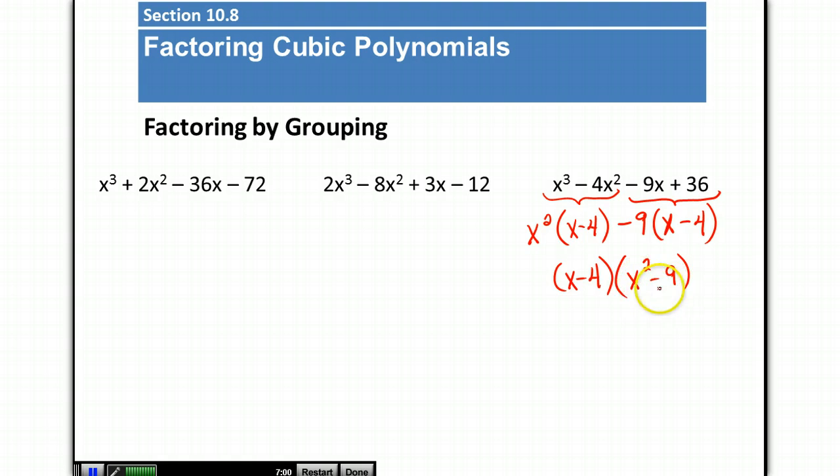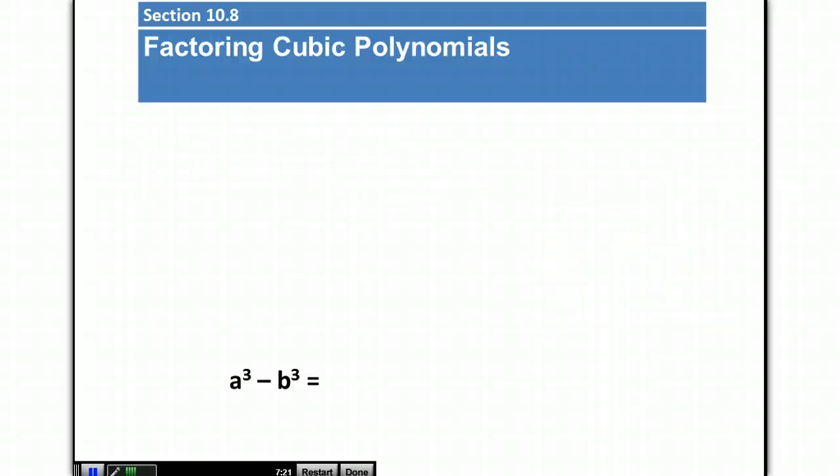Because the x squared minus 9 is the difference of two squares, right? So that will factor into x minus 3 and x plus 3. Very good. Now it's factored completely. All right, Parrish. Yay.